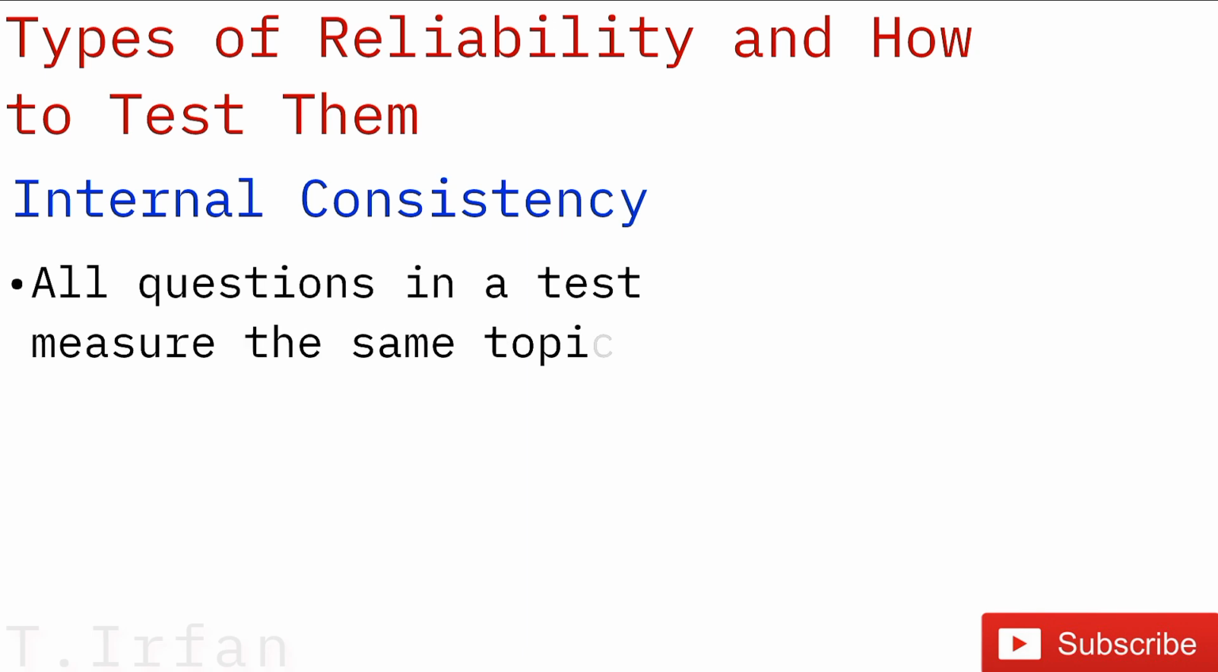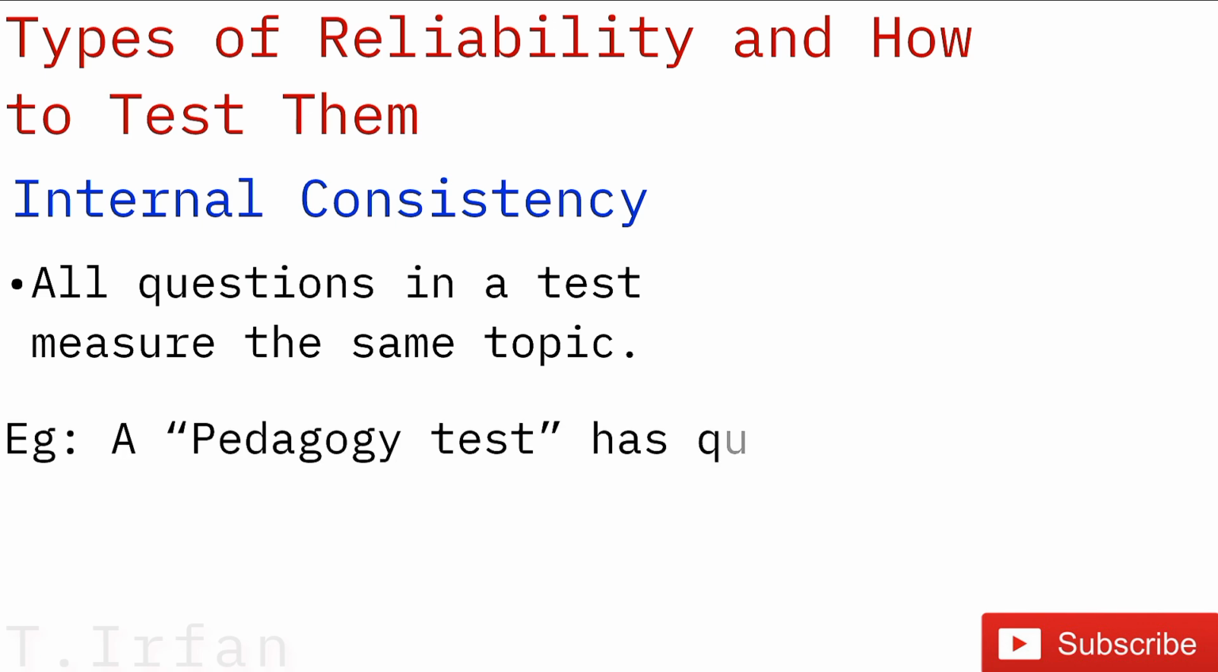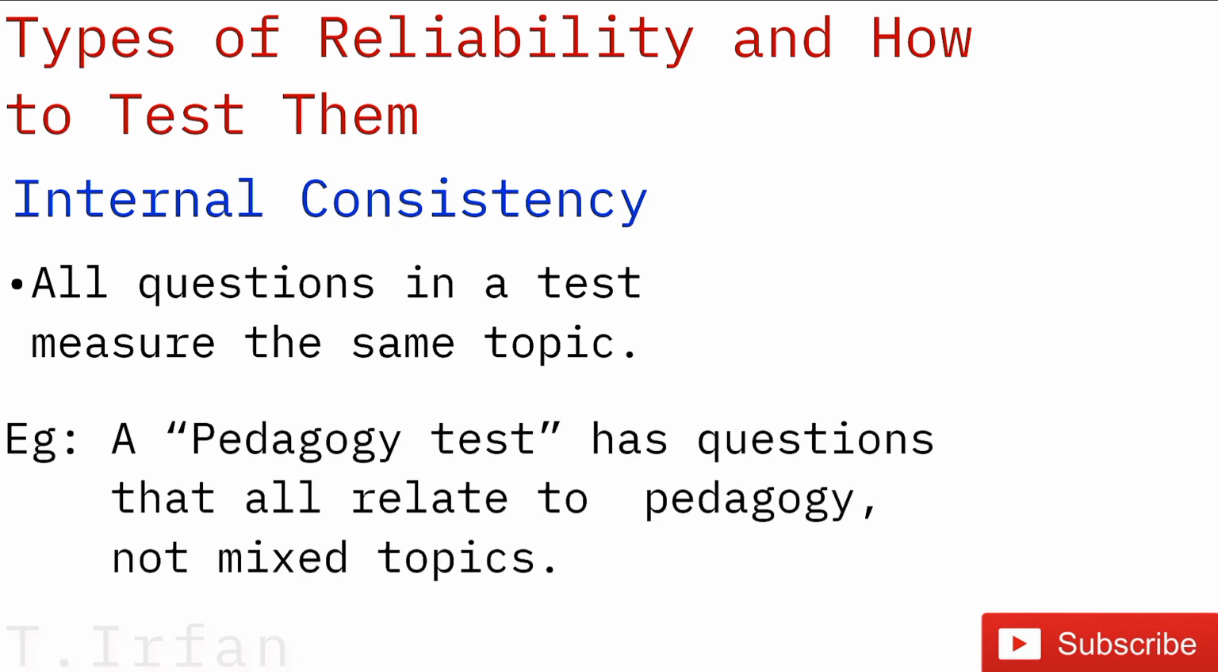Internal consistency. If all the questions in a test measure the same topic, we can say that the test has internal consistency, or the test is reliable. For example, a pedagogy test has questions that are related to pedagogy, not mixed topics. That test has internal consistency, or is reliable.